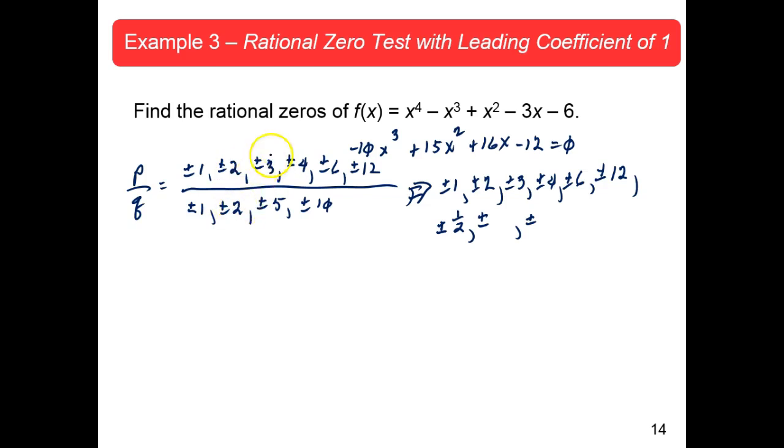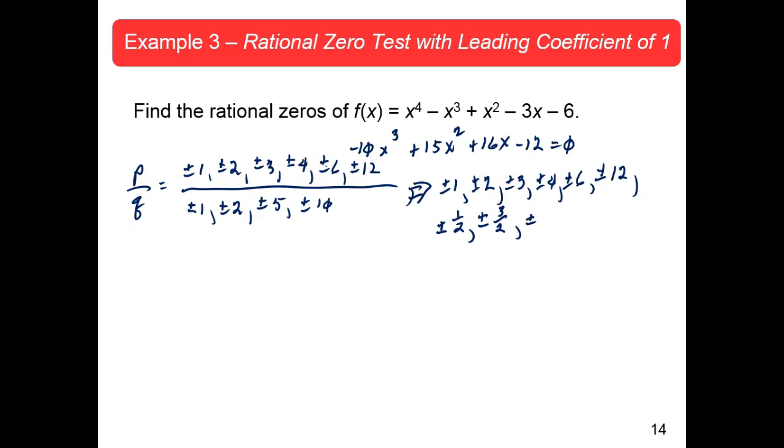Then we have plus or minus 3 over 2. Okay, we don't have that one down there. And then we have plus or minus 4 over 2. We already got that one. That's 2. And plus or minus 6 over 2. Well, that's 3. We already got that one. And plus or minus 12 over 2. That's 6. We've already got that one. So you see, that wasn't nearly as bad as what we thought it was going to be.